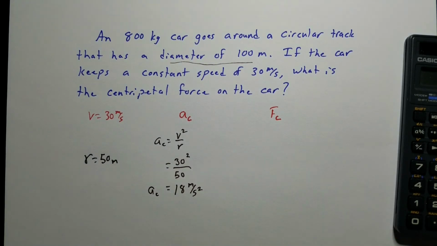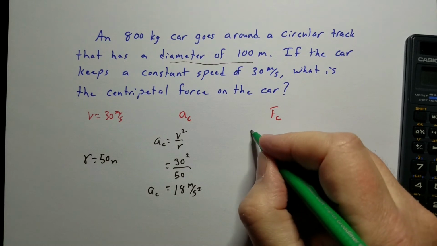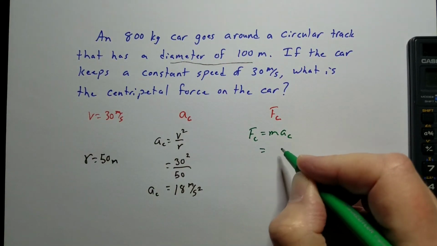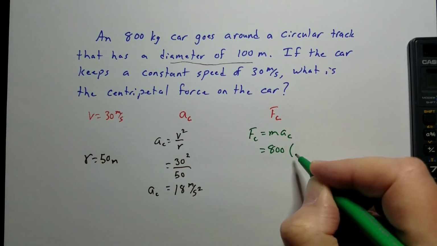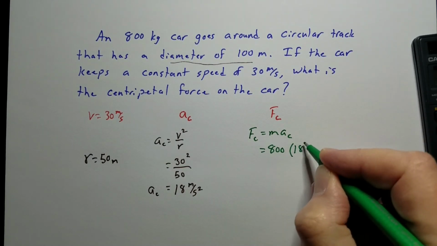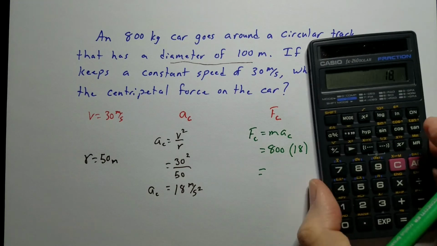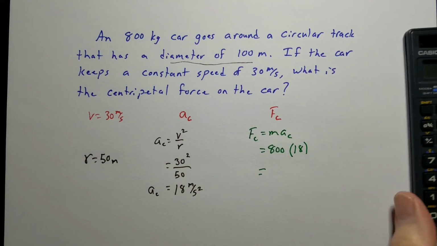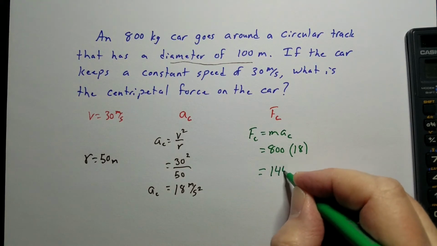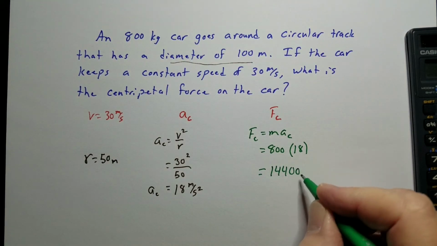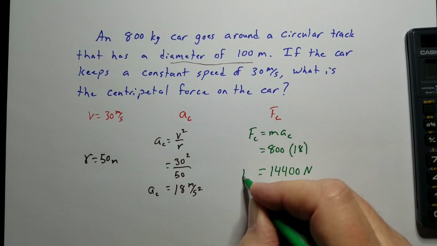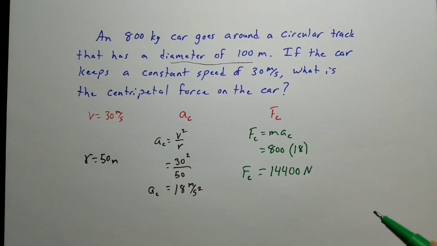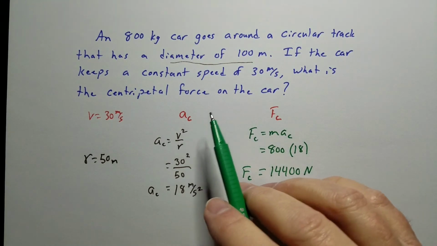And now I can find the centripetal force. Okay, so mass is 800. Centripetal acceleration is 18. So 18 times 800 gives me 14,400 newtons.